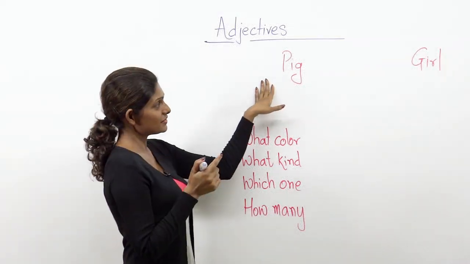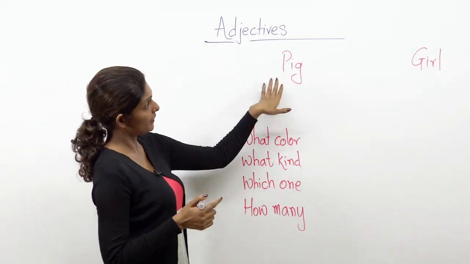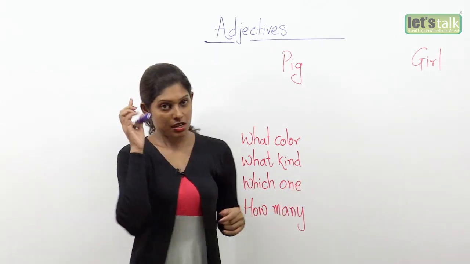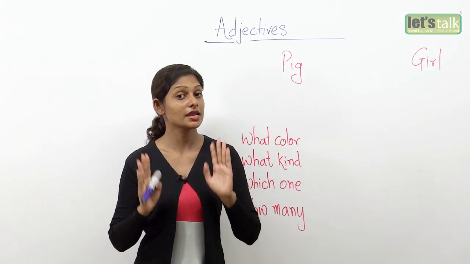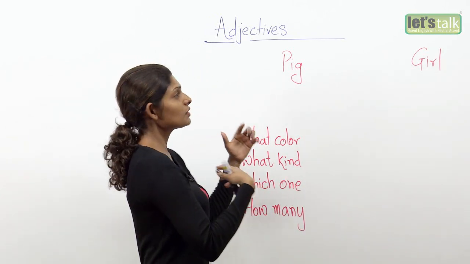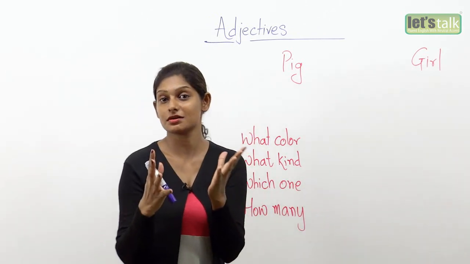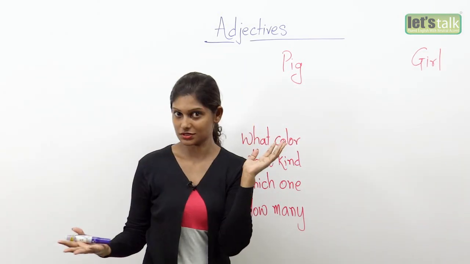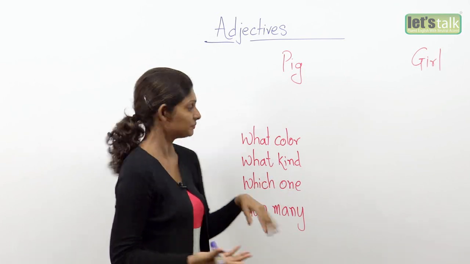So let's see two nouns on the board. Now we've got pig, we've got girl. Alright? So you have to learn 4 basic rules. There are 4 basic rules, alright? Not really as rules, but these are types, okay? Types of adjectives that can be used to describe certain nouns, alright? Or all the nouns, that is.